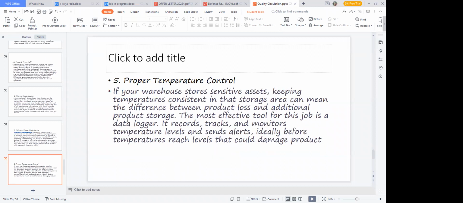Proper temperature. We must set up very good temperature storage based on the product requirement. If the product must be dried at a higher temperature, you must come up with a very good design for the dry warehouse. But if the product needs cool, low-temperature storage, we must have a section for the cool storage products.